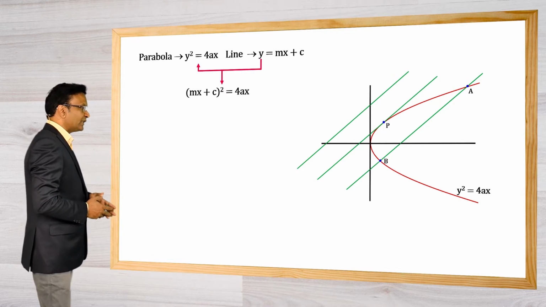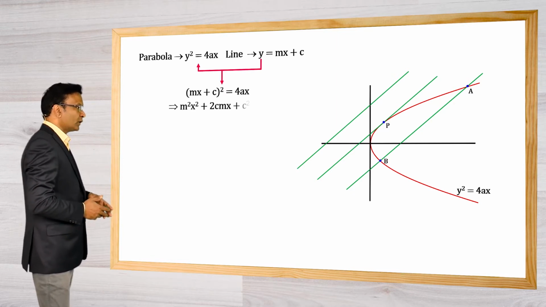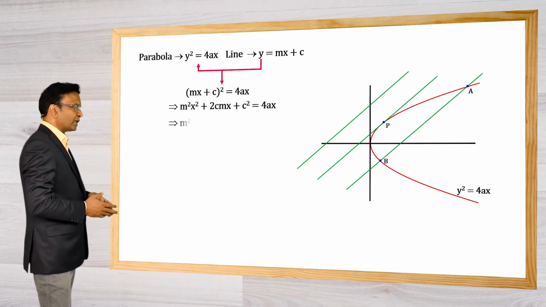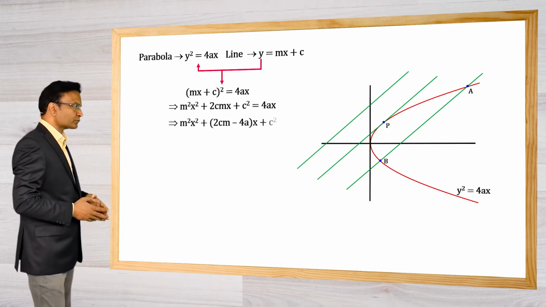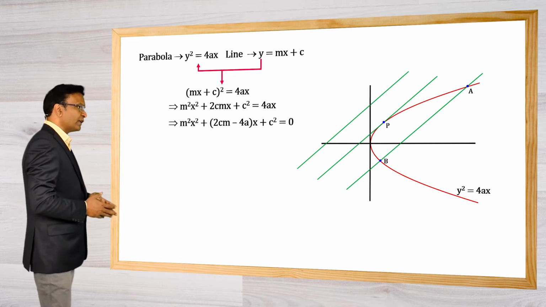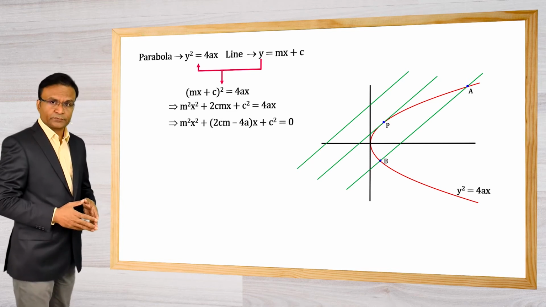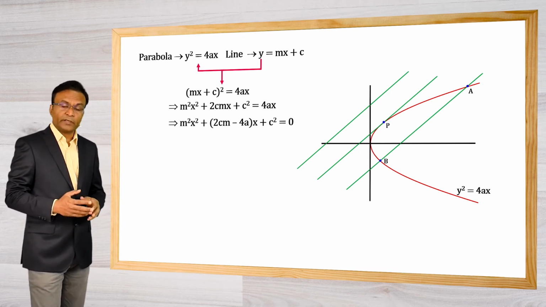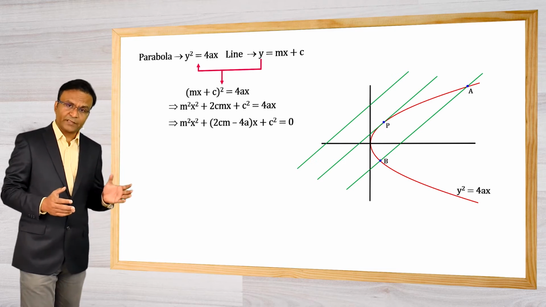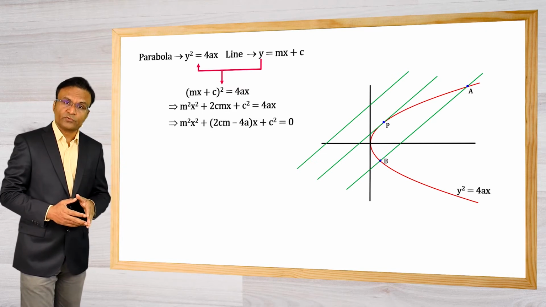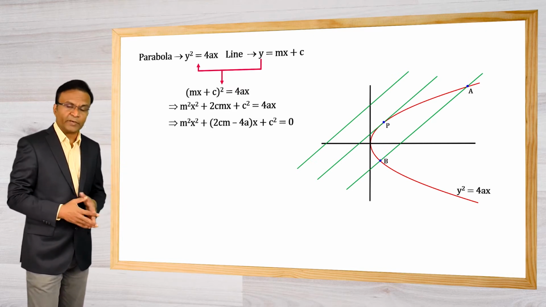You expand LHS, okay, and take 4ax from RHS to LHS. So we get this quadratic equation in x. Now depending on the nature of roots of this equation, let's analyze these three positions of straight line with respect to parabola.